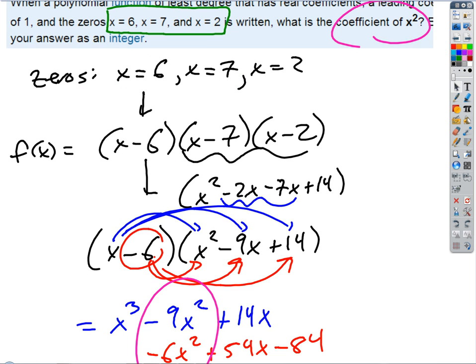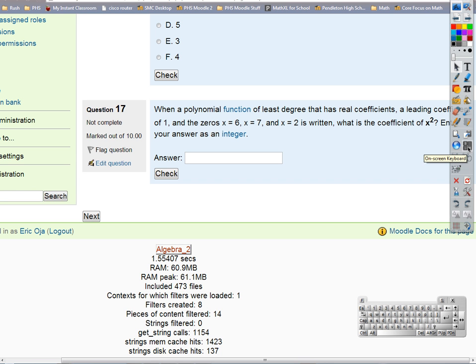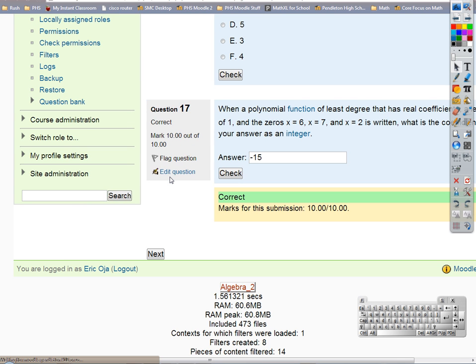Good. And that's it for the non-graphing calculator test. So if we put in that negative 15, let's just check ourselves here. Negative 15. Does this deduct points? I don't think the review does. The test obviously does. Yeah, it's fine.